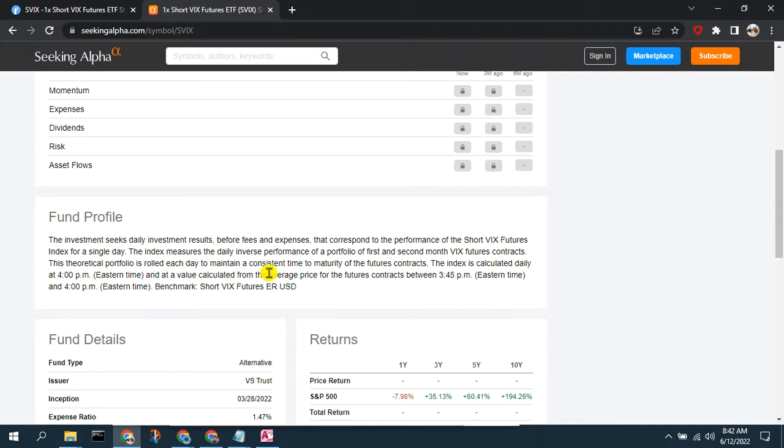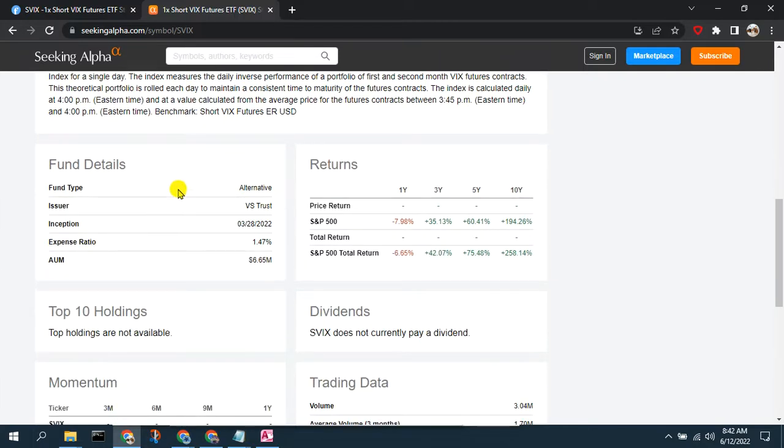So one can expect some changes, some gap ups and gap downs at that time, at a value calculated from the average price between 3:45 and 4. So again, it's recalculated. You can have some gaps at 4 p.m. based on the average price in the last 15 minutes of trading. So we see here they're saying the expense ratio is 1.47.